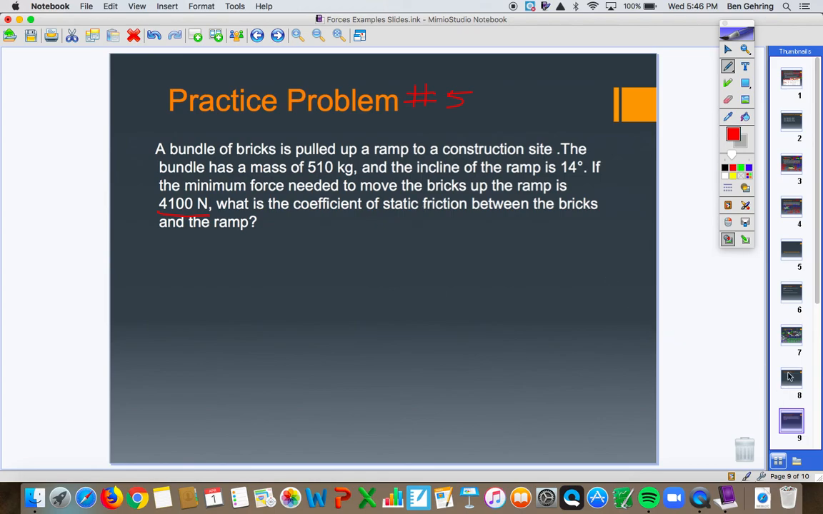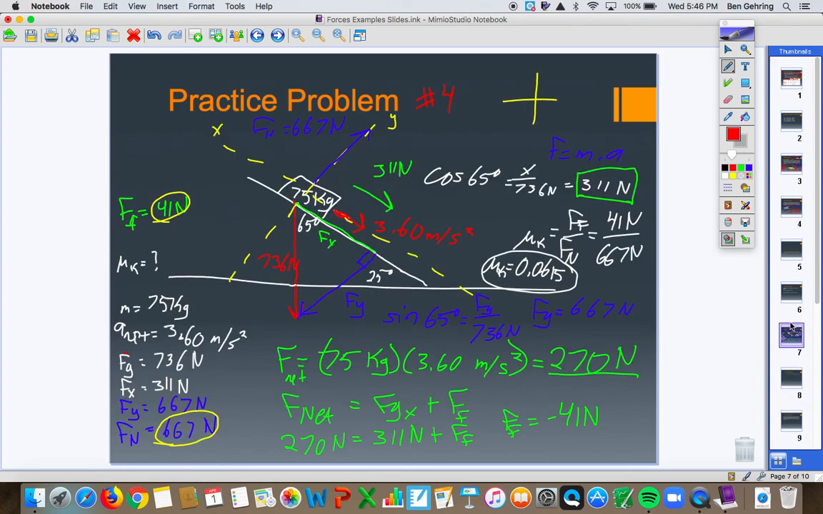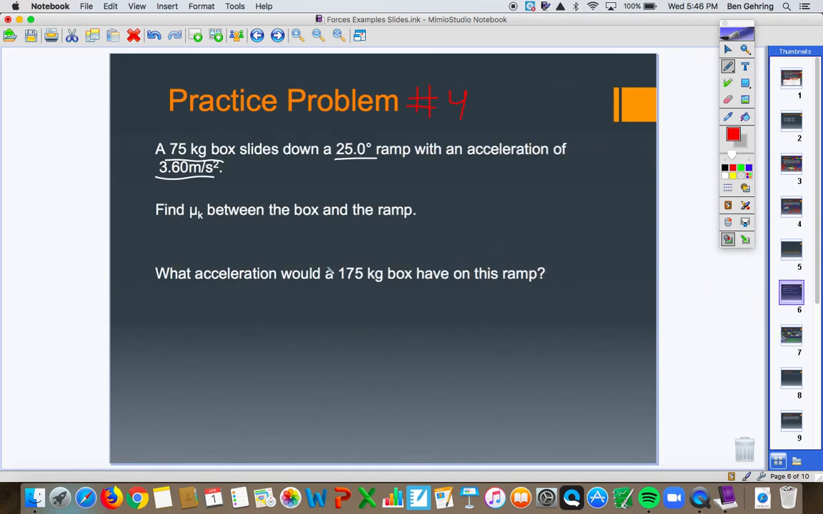And then if you get done with that and would like to backtrack, the second part of this question had, what would the acceleration of a 175 kilogram box be on this ramp. So you can do this same question with 175 kilograms instead of just 75 and see what you get for the acceleration here. But that is today's lesson.